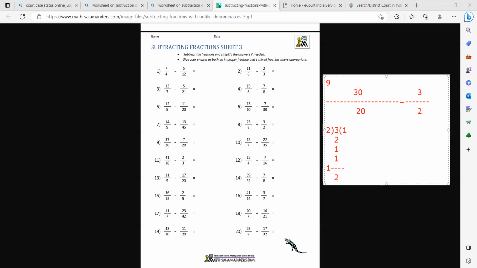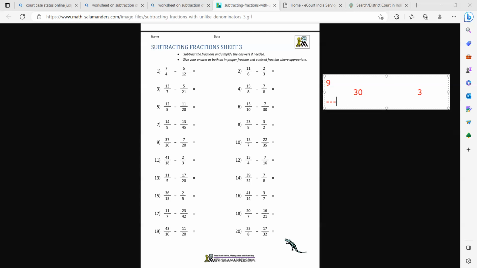So let's go to the next one, number 10. Number 10, pause my video, give your own answer and then check it with mine. Number 10, what is the LCM? The LCM is 35. So 7 into 5 is 35. And what we have? 35 into 1. Both the numerator and denominator will be multiplied by the same number. So 12 into 5. And what we have? Minus 22 into 1, that will give us the answer as 60 minus 22. 60 minus 22 is how much? Let's find out.